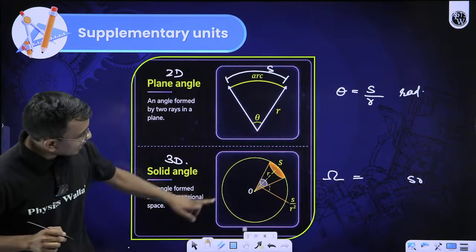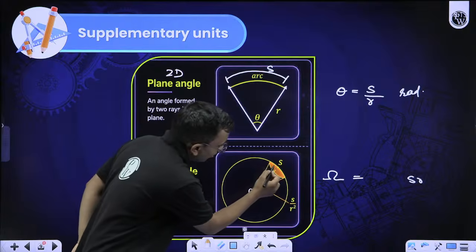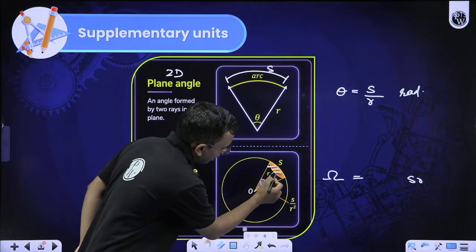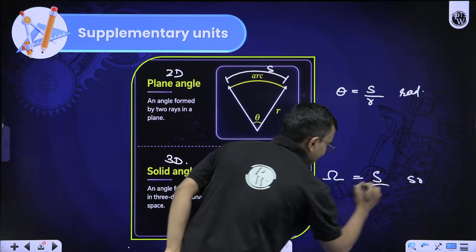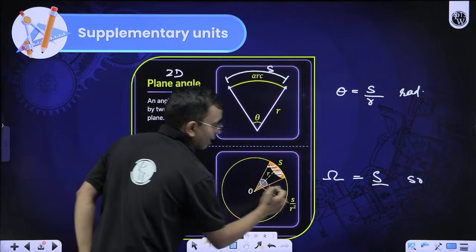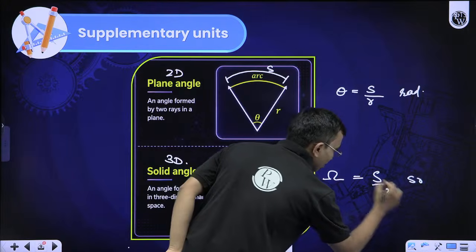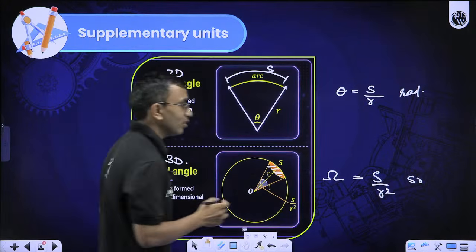What is this steradian? Let us take this area S, which is subtending this solid angle at the center. I will say this area S divided by the radius R squared, so S divided by R square. That is equal to my solid angle.